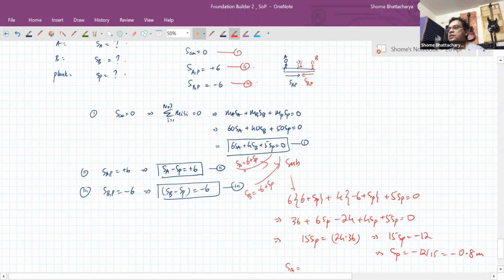Now see what was SA? SA was 6 plus SP. So it will come 6 minus 0.8. So that will become plus 5.2 meters. So as expected, it's positive, but less than 6 in magnitude.